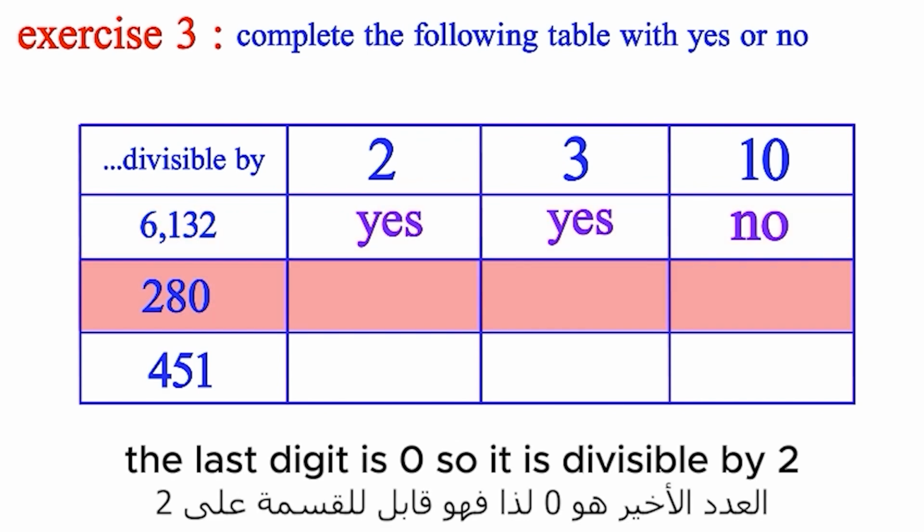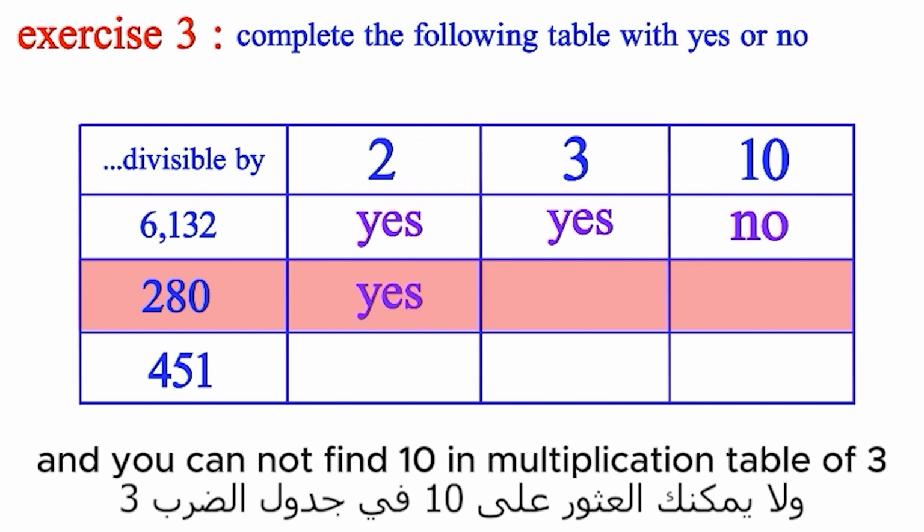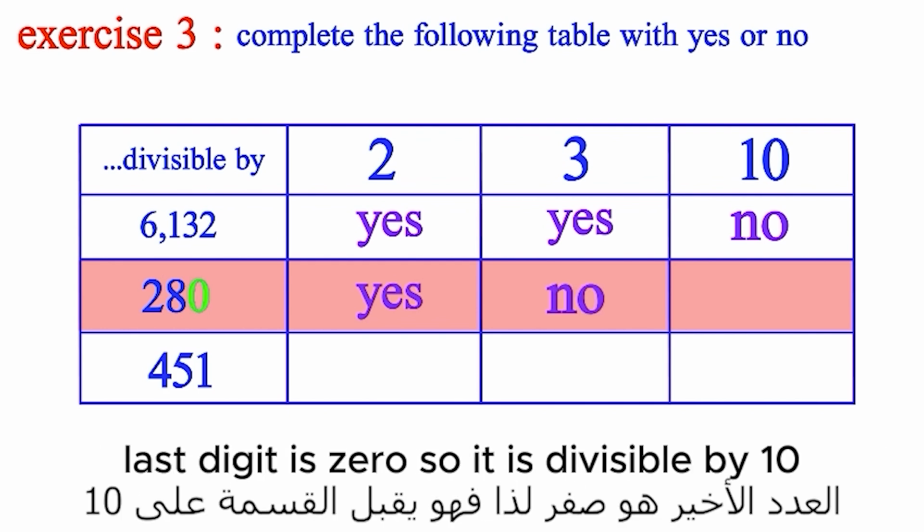280. The last digit is 0, so it is divisible by 2. 2 plus 8 plus 0 equals 10. And you cannot find 10 in the multiplication table of 3, so it is not divisible by 3. The last digit is 0, so it is divisible by 10.